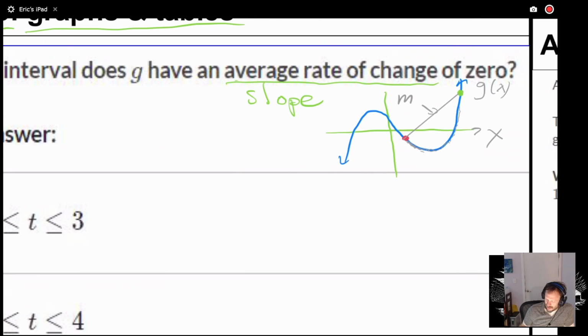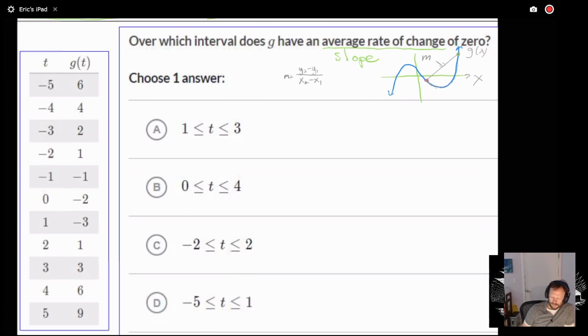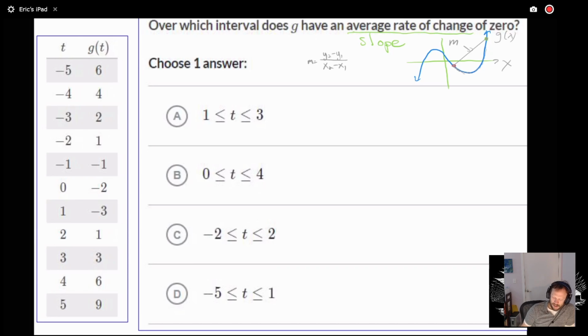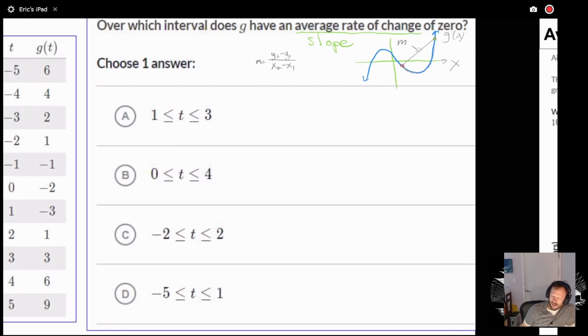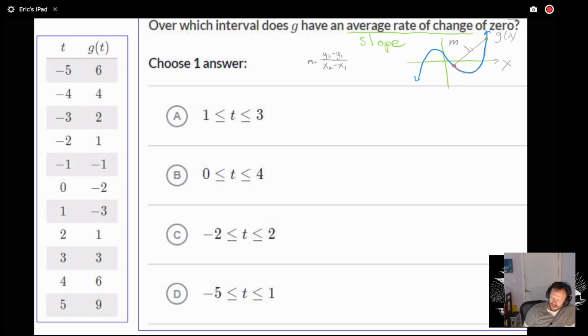And what do you use to get that? Well, if you know the coordinates of the salmon point and the coordinates of the green point, you can just plug them into the slope formula. And to help you remember the slope formula, it's the change in y divided by the change in x. So when we look at these multiple choice options, we want to look for examples where the change in y divided by the change in x is 0.